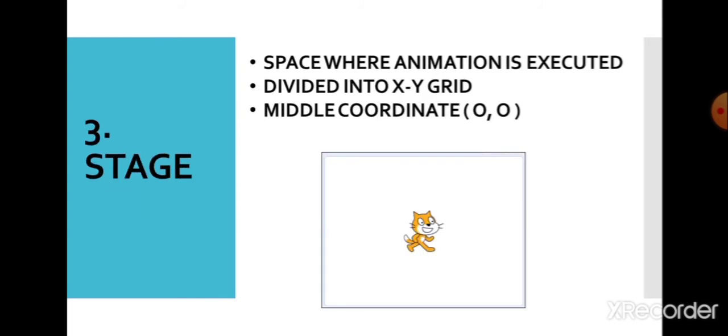Third, stage. Stage is the space where animation is executed. When you have written your script and execute your program, this is the area where the program runs. The stage is divided into an XY grid and the middle coordinate has the value 0, 0.